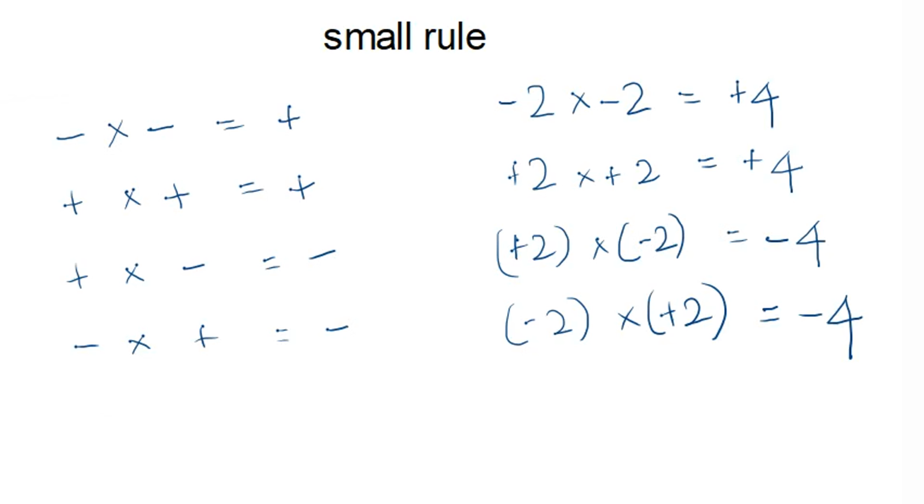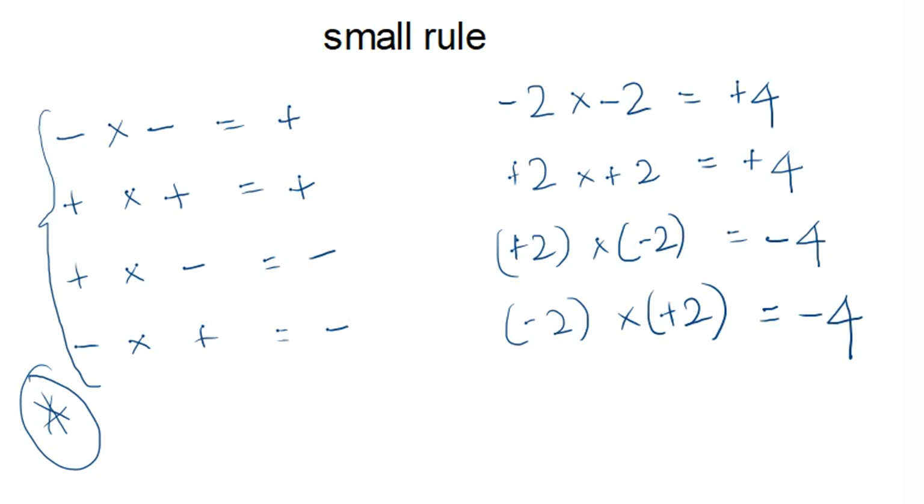So these four small rules of multiplication are very, very important, not only for your multiplication but even during your subtraction of integers. That is why we skipped the subtraction rule after the addition and we straight away came to the multiplication rule.